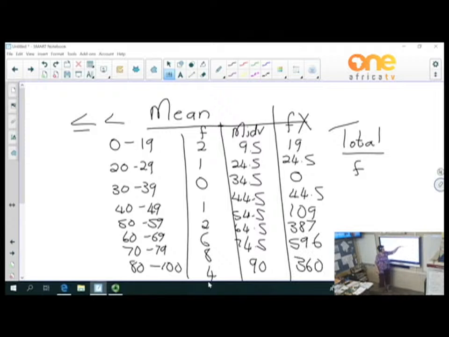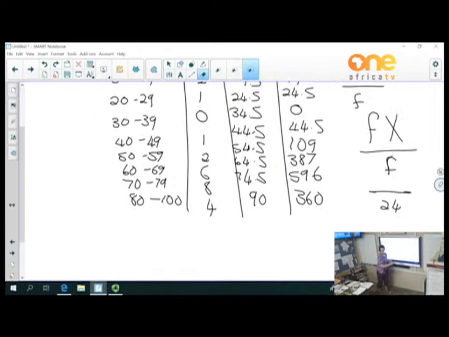So now the total is your fx. So now it's going to become fx divided by f. So now we add this total and we have to get the total here. Come, you add that and I'll add here. Do you agree? 1,540 divided by 24. So 64.2. That was then the average mark for this grade 10 exam.